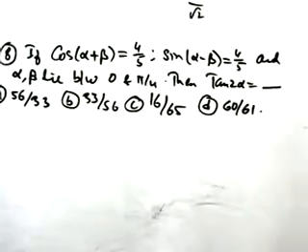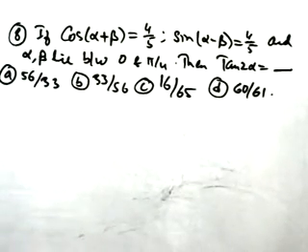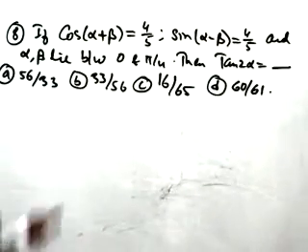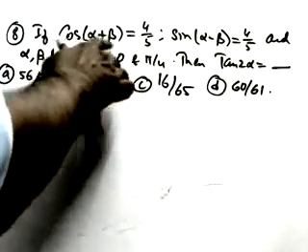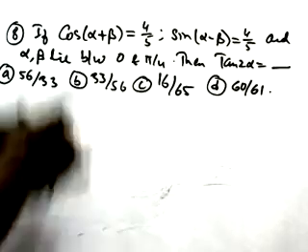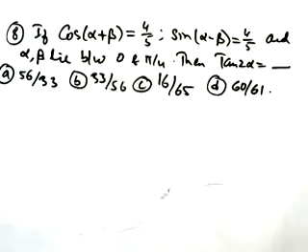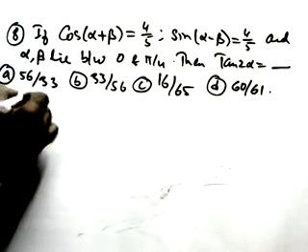Now you see the next question. If cos of alpha plus beta equals 4 by 5, sine of alpha minus beta equals 4 by 5, and alpha and beta lie between 0 and 45, that means alpha plus beta is less than 90, so both are in the first quadrant. Then tan 2 alpha equals dash.